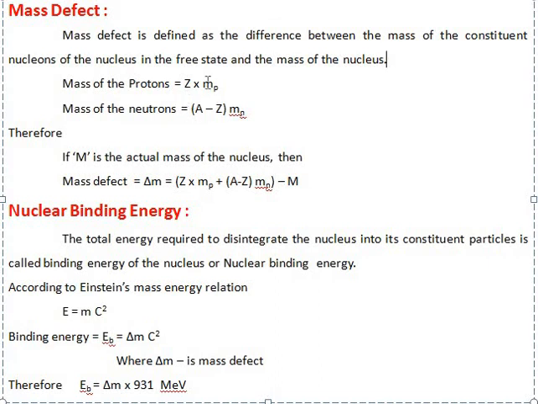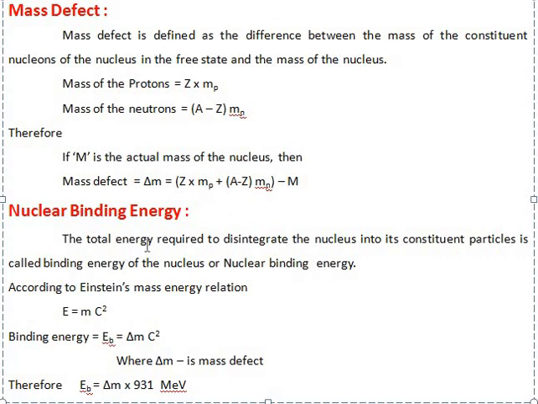There is a difference in the actual mass and theoretical mass. So therefore, that is known as the mass defect. Mass defect, delta M, is equal to theoretical mass minus actual mass. Clear? So next property, nuclear binding energy.